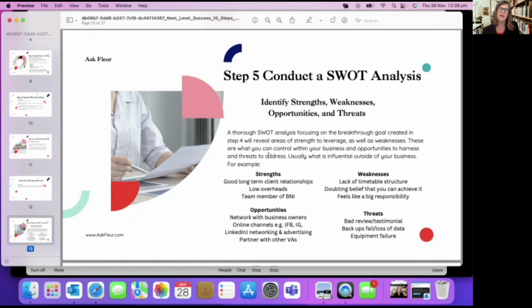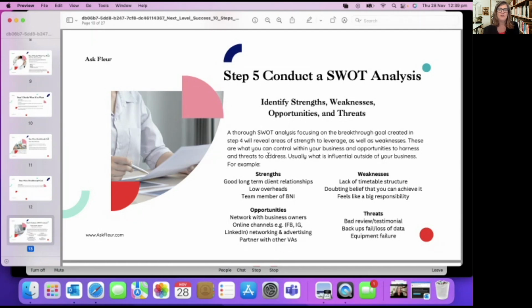So you can do a SWOT analysis on either your whole business or aspects of your business. What I'm suggesting you do is to use this tool to look at how you can achieve your breakthrough goal. So what are your strengths? What is in flow, and makes it easy for you to do? But what are your weaknesses? Where do you let yourself down, or what is the weakness of the business?